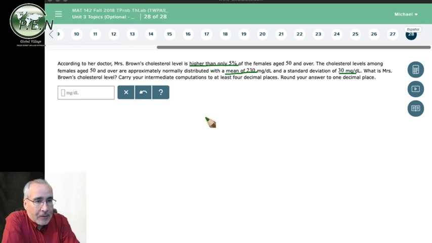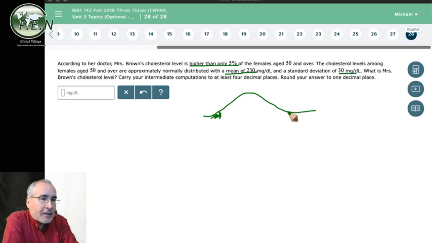Okay, so since it's normally distributed, let's draw the little bell-shaped curve. Her cholesterol level is higher than only 5%. So 5%, remember, is at the back side, because this is 100%. So let's say 5% is just an estimate back in here, okay? So her cholesterol is higher than only 5%, so it's a little bit higher than this. So this is where her cholesterol is, whatever that z-score is.